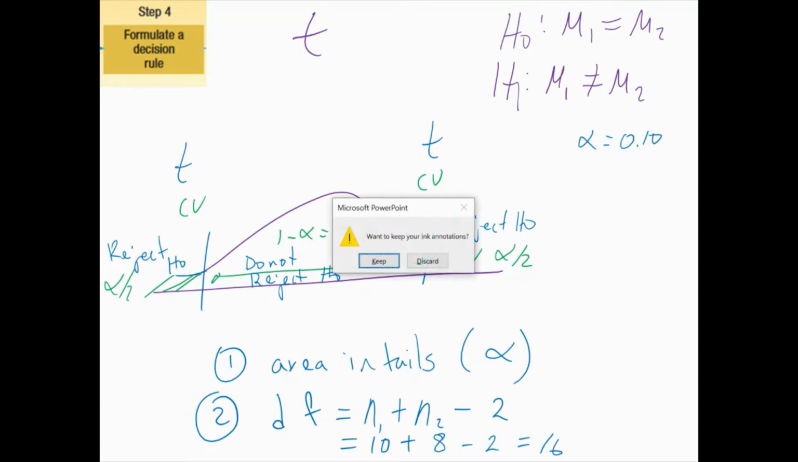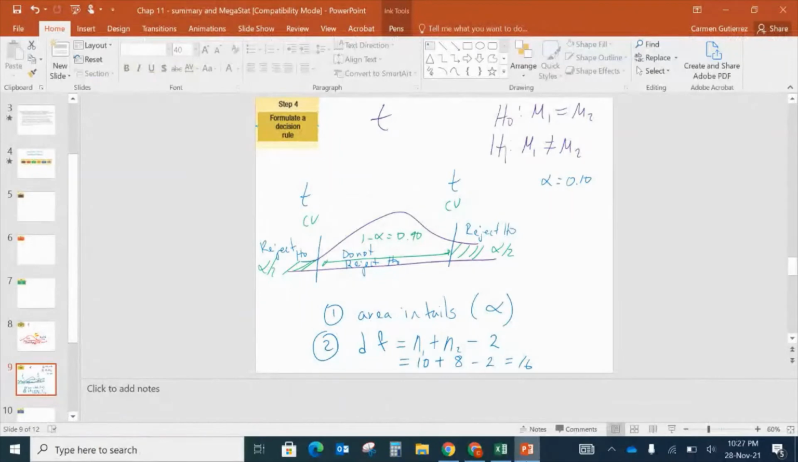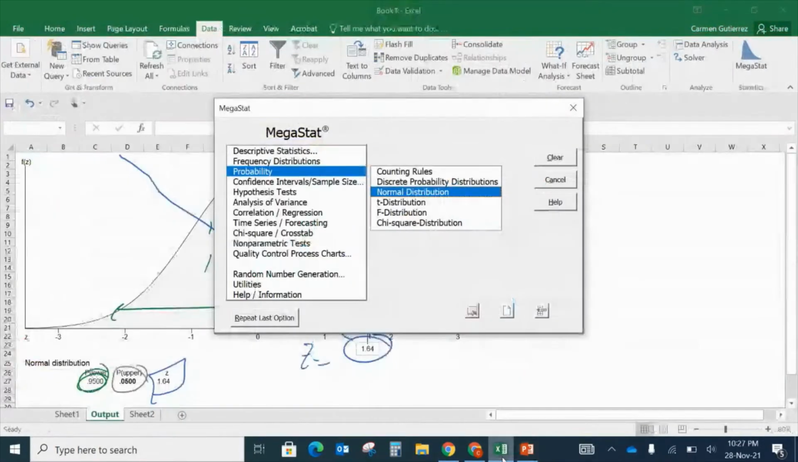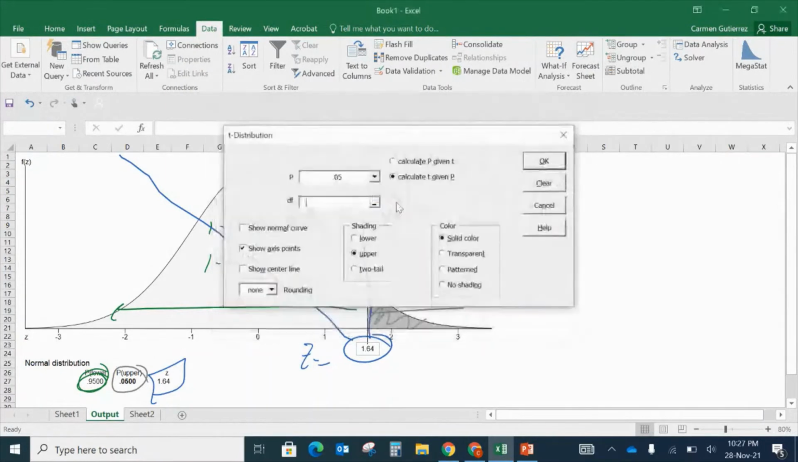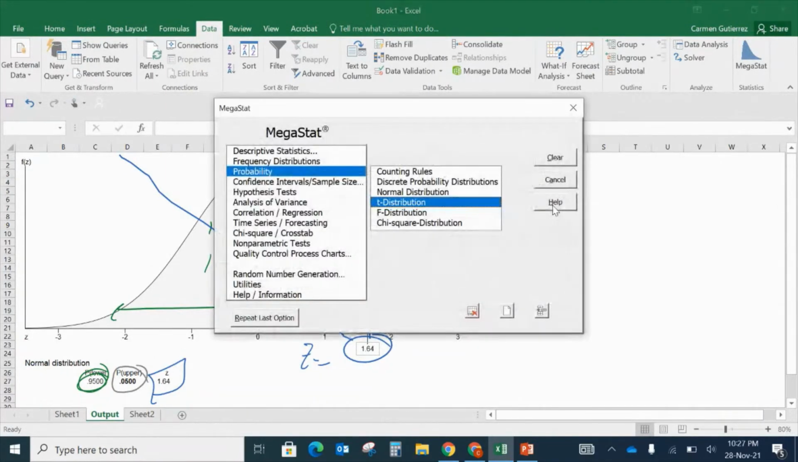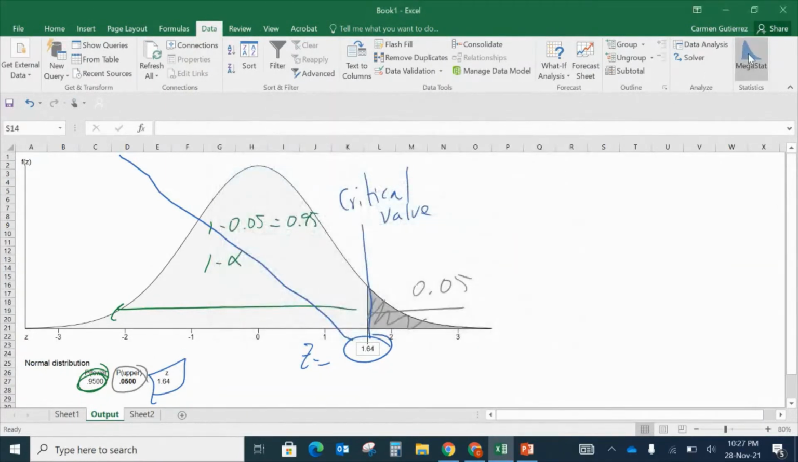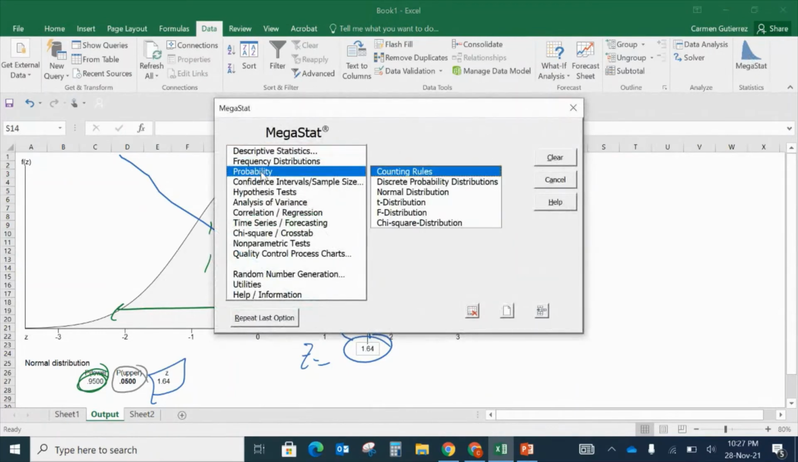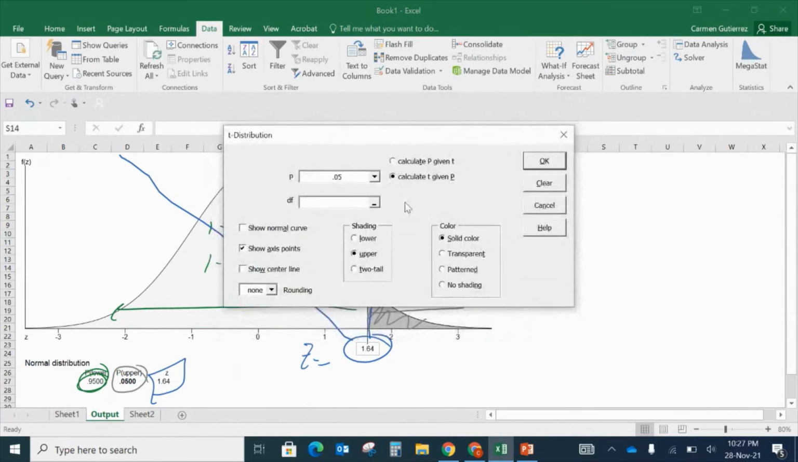So now, how do we do this in MegaStat? MegaStat for T, probability, T distribution. So how do we get there? Let me show you the way from the beginning. MegaStat, probability, T distribution. If you are doing T, then you have to go for T distribution. There are only two choices: calculate a P, which is the area, given a T, or calculate a T given a P.